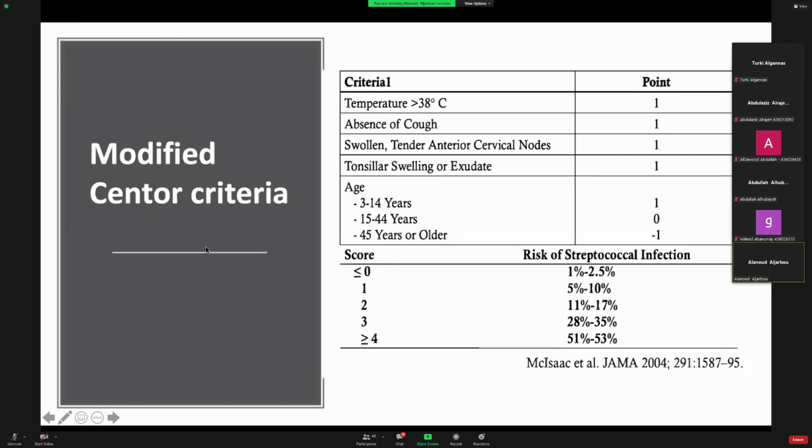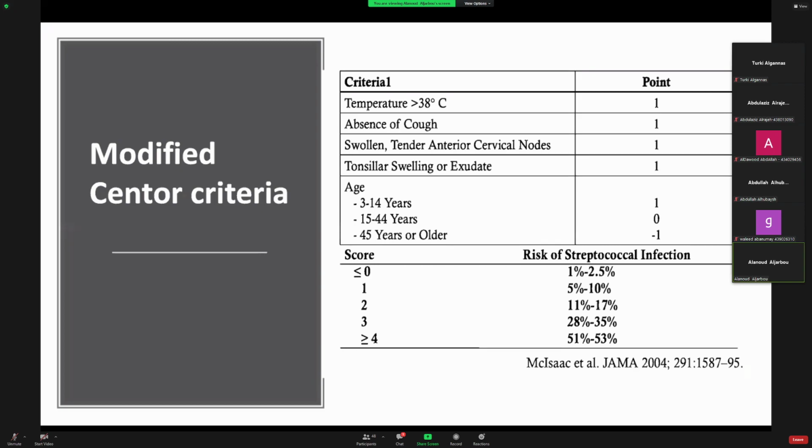So just to help the clinician decide about diagnosis or pre-test probability before sending the test, it isn't used in practice, but sometimes some physicians in the emergency room will use this criteria. It's called the modified Centor criteria.